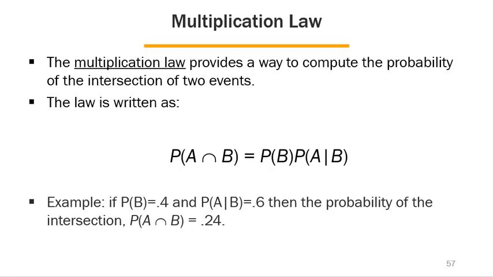Now there's something called the multiplication law. You see that here. It provides a way to compute the probability of the intersection of two events. This is just a rearrangement of the formula that you saw a few minutes ago for the conditional probability. So the probability of the intersection of A and B can be rewritten as the probability of B times the probability of A given B. As an example, let's suppose the probability of B is 0.4 and the probability of A given B is 0.6. Then the probability of A intersect B is just going to be 0.24, which is just 0.4 times 0.6.